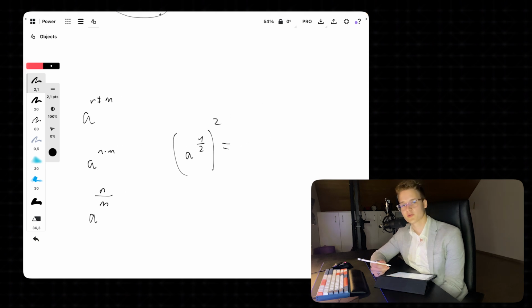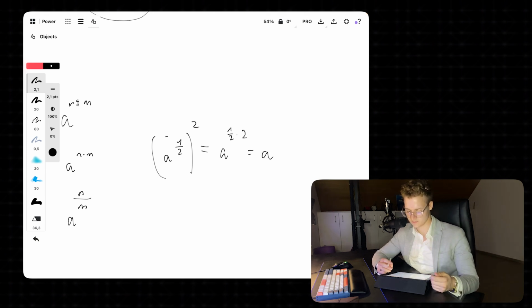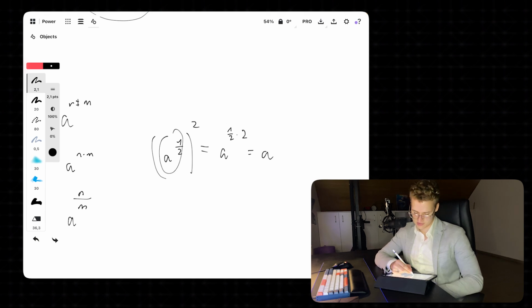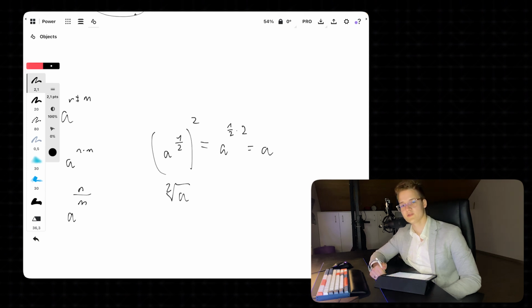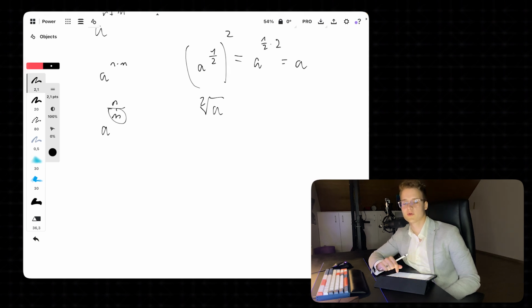According to our power rule, this would be equal to a to the power of 1/2 times 2, which would be equal to a. So, what number do we have to multiply by itself to get a? Well, the square root of a. Okay? So this has to be equal to the square root of a. And it turns out that that's the connection. So you take the denominator and that becomes the power of your root.